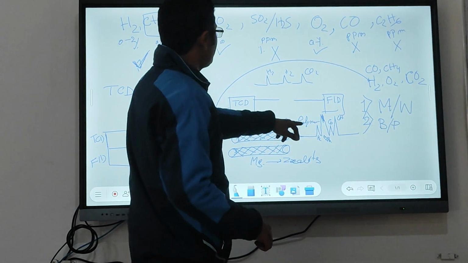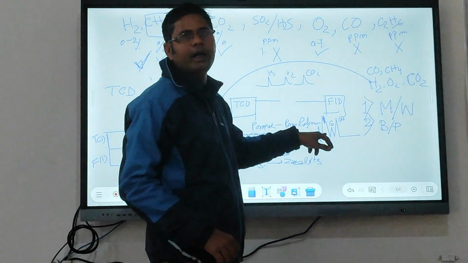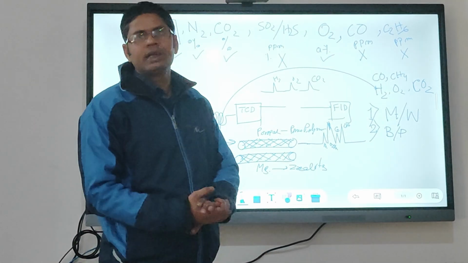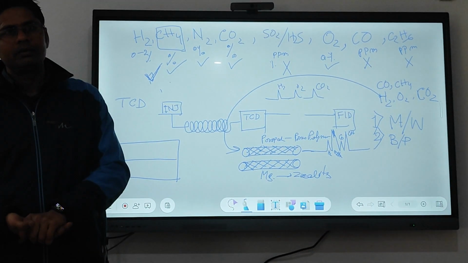This column, porous polymer, cannot separate oxygen and nitrogen. You will get a combined peak. Your oxygen and nitrogen will not get separated.